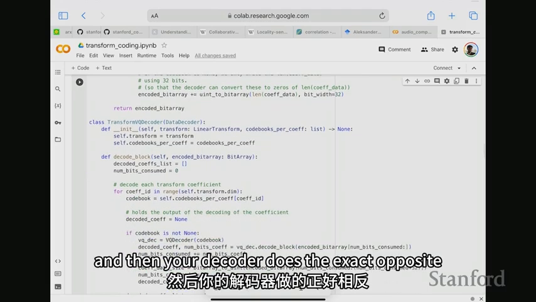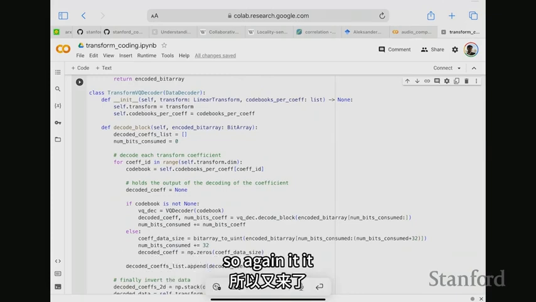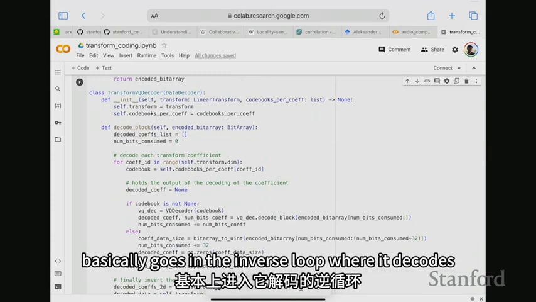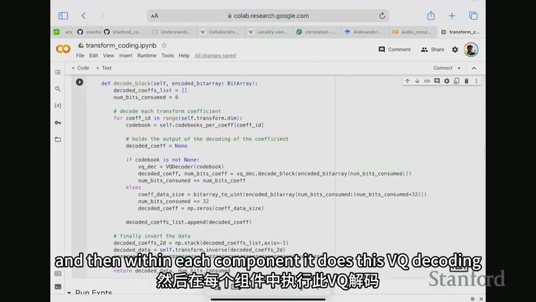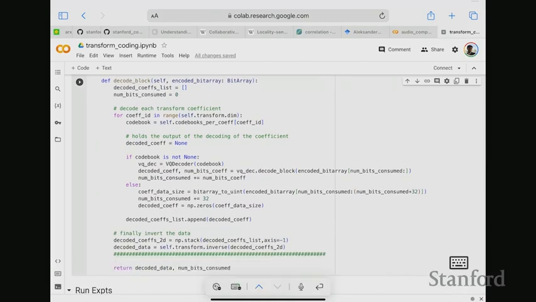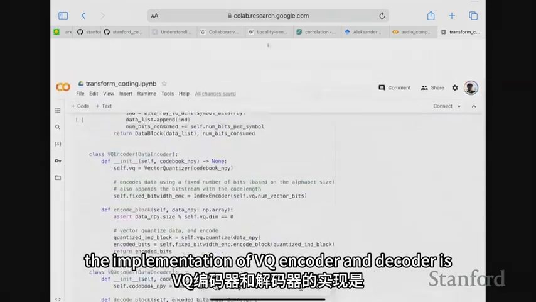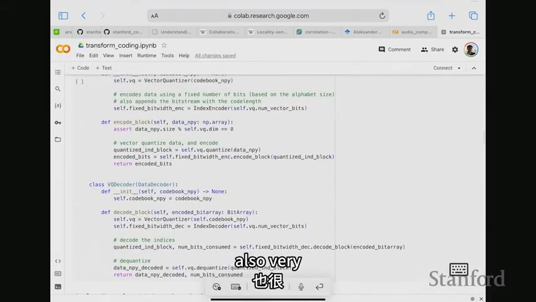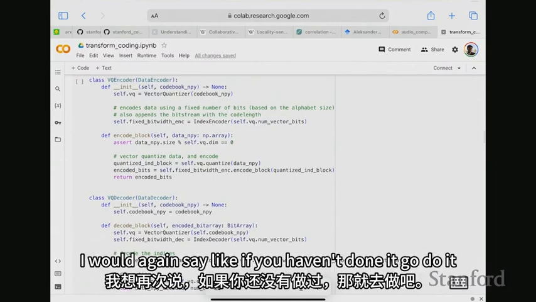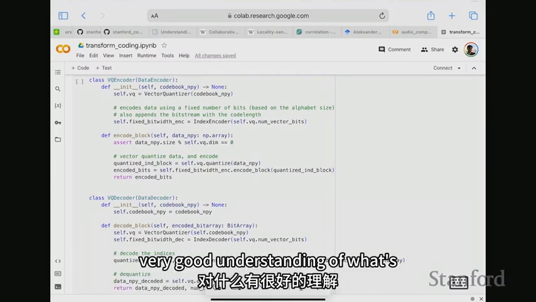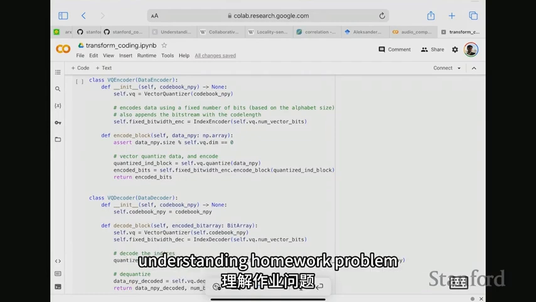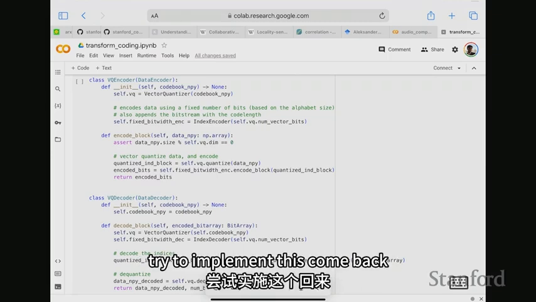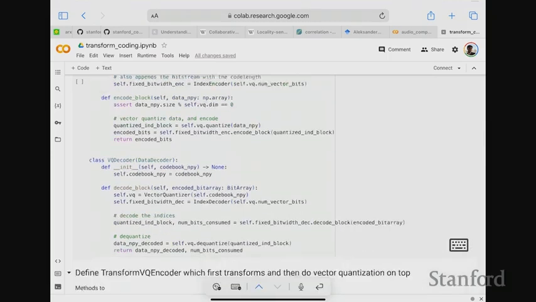And then your decoder does the exact opposite. It goes in the inverse loop where it decodes each transform component. So again, you have a for loop, and within each component, it does this VQ decoding. The implementation of the VQ encoder and decoder is very simple, but I would again say, if you haven't done it, go do it. It will give you a very good understanding of what's really happening. I would even say you can take this as an understanding homework problem: don't look at this code, try to implement this, come back, and see if it makes sense.